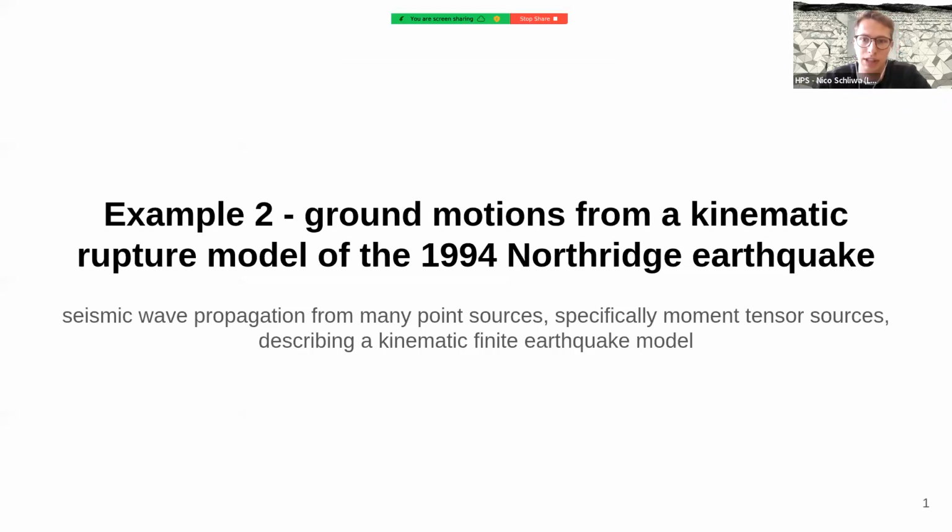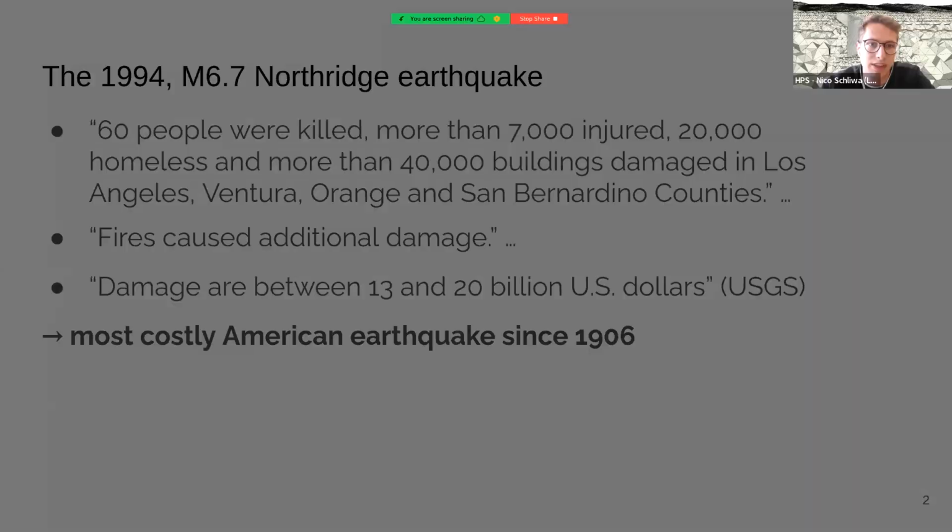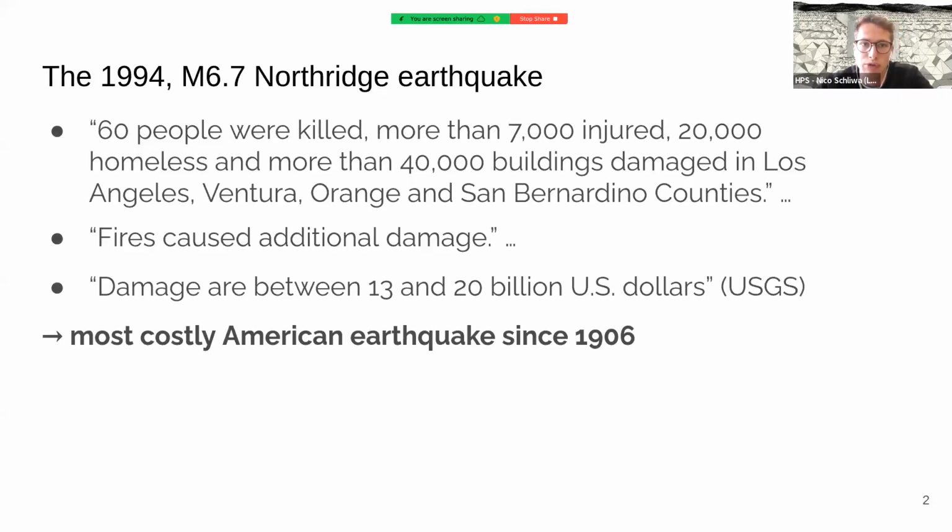Okay, so the second example will be a kinematic rupture model of the 1994 Northridge earthquake. The Northridge earthquake had a magnitude of 6.7, and 60 people were killed, more than 7,000 injured, 20,000 people got homeless, and more than 40,000 buildings were damaged in Los Angeles and other countries. And there was a lot of additional damage. It was caused by secondary causes like fire, and the damage was estimated to be between $13 and $20 billion, which makes it the most costly American earthquake since the Great San Francisco earthquake in 1906.